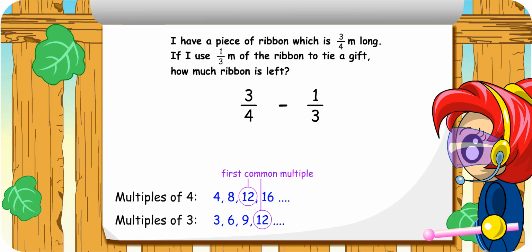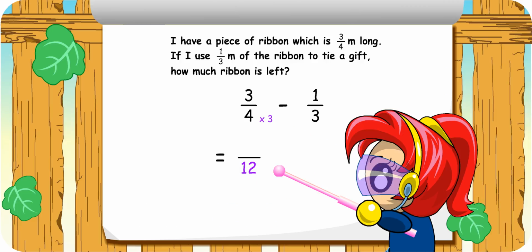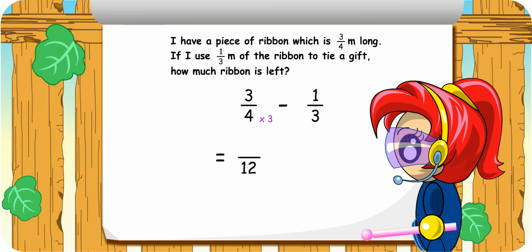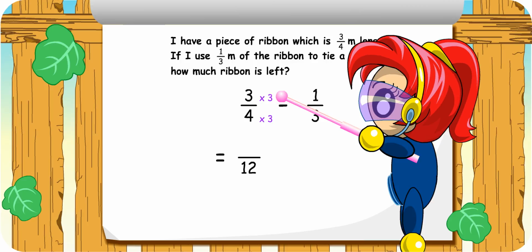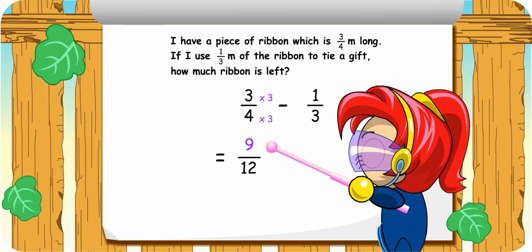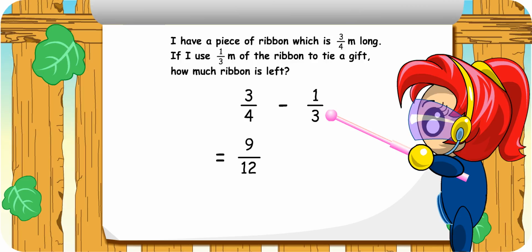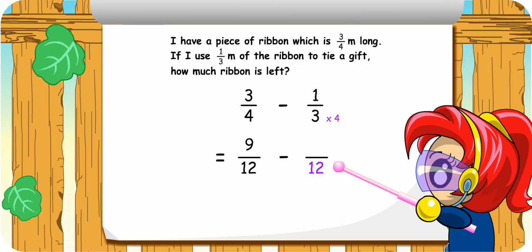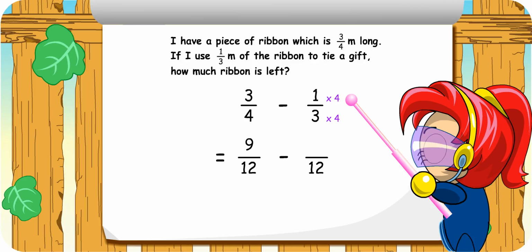For 3/4, I multiply the denominator by 3 to get 12. Similarly, I have to multiply the numerator by 3, which equals 9. For 1/3, I multiply the denominator by 4 to get 12. Similarly, I have to multiply the numerator by 4 to get 4.